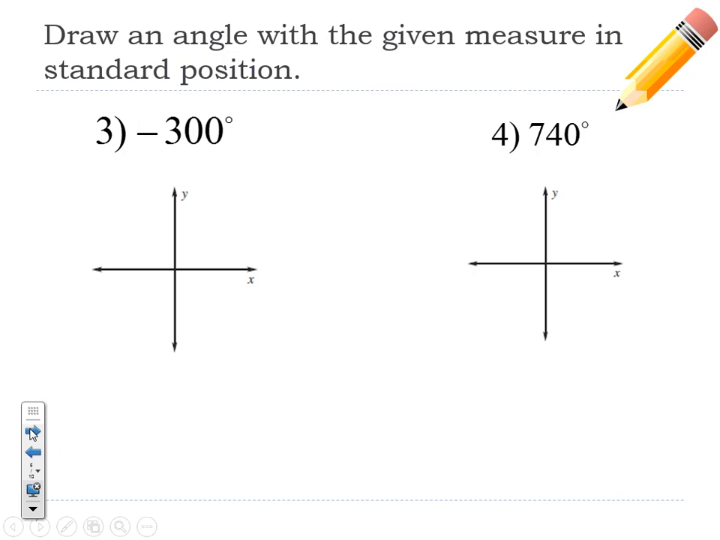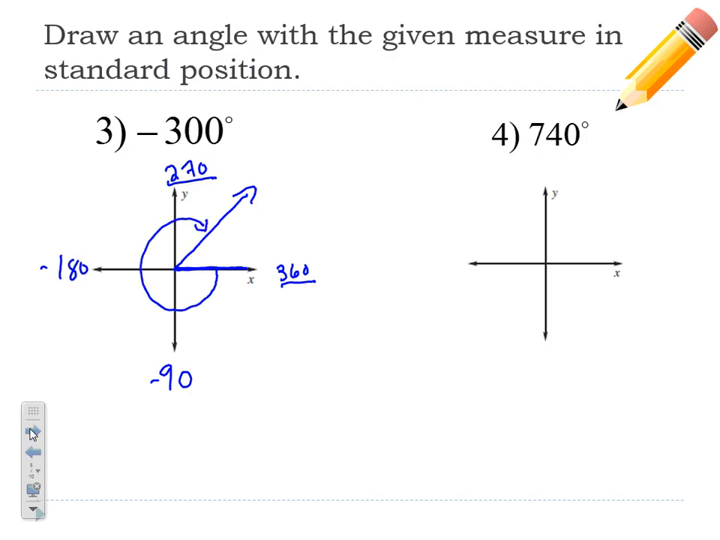All right, we have 2 more. We're going to do a negative one, and we're going to do one that's over 360. So for this one, we start on our initial side. This is standard position. Now we go negative 300. So when we think about this, this is now 90. This is 180. This is 270. And this will give us back to 360. So we have to be somewhere between 270 and 360. About right here. Since it's negative, we're going to go clockwise, negative 300 degrees.